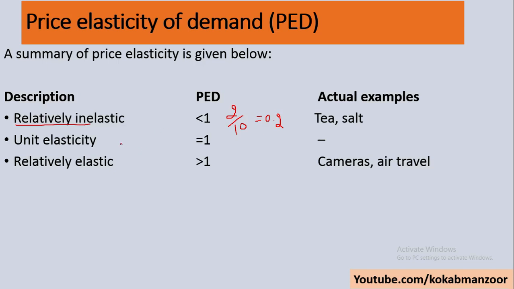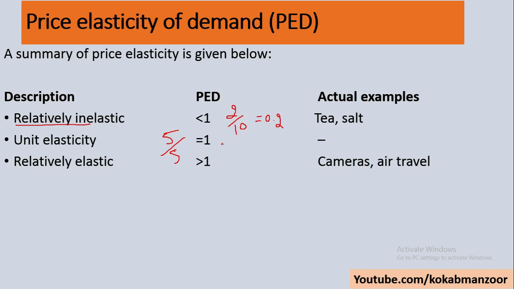Unitary elastic means when the percentage change in the price and the percentage change in the demand are exactly the same. Price changed by 5% and demand also changed by 5%. So the answer will be 1. There is no specific product which has exactly unitary elasticity, but if it happens in any case, we will call it unit elastic.